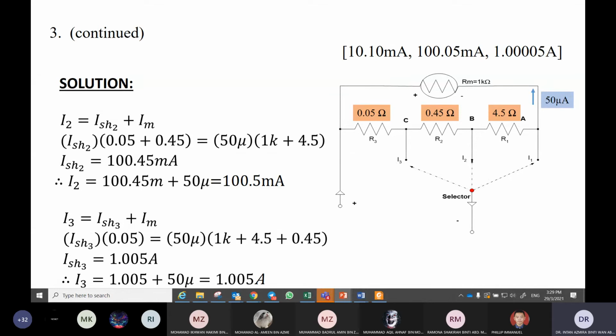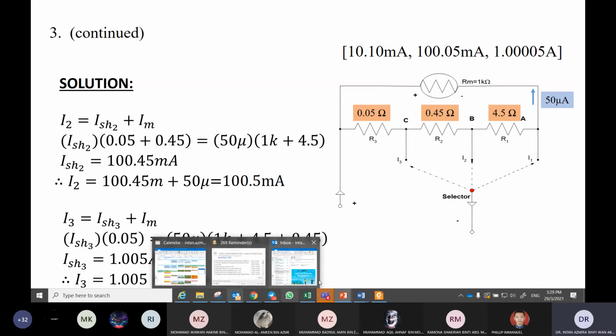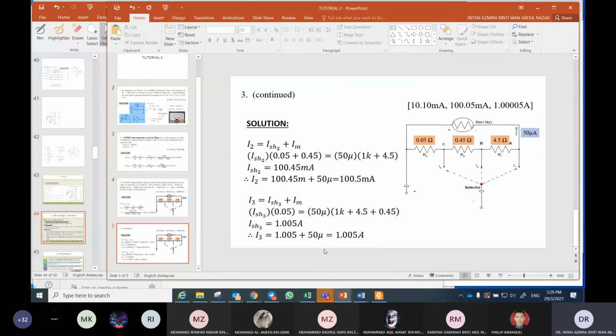Okay, actually this one is 1.00505. But never mind, you can leave your answer to 3 decimal points. Or to show the difference with I shunt, you can put like this. That's all for today. Any question? So this answer is quite different from the provided answer.